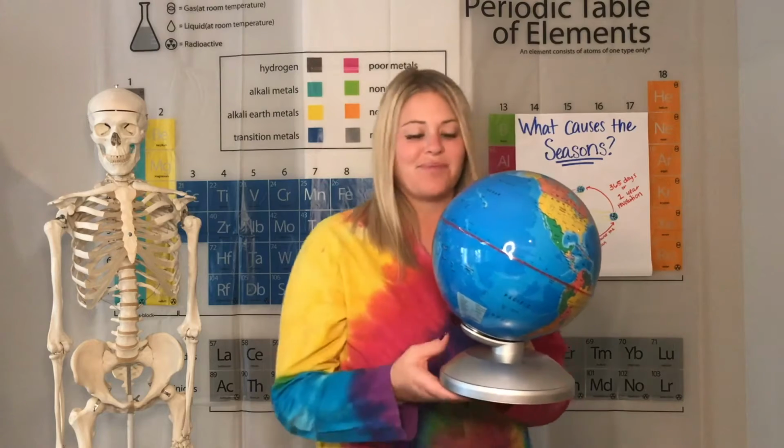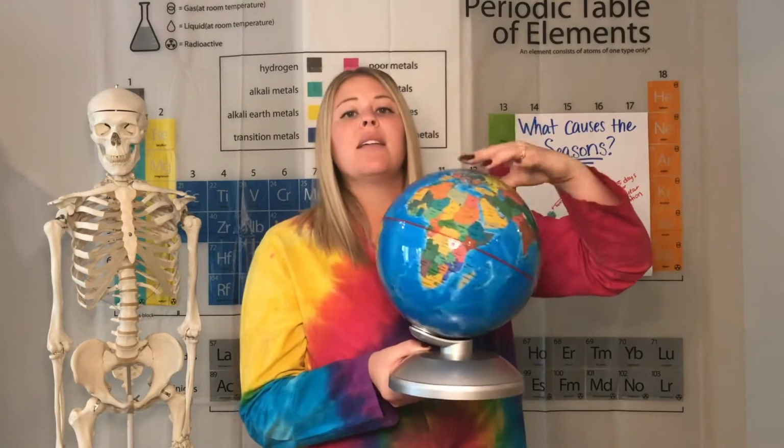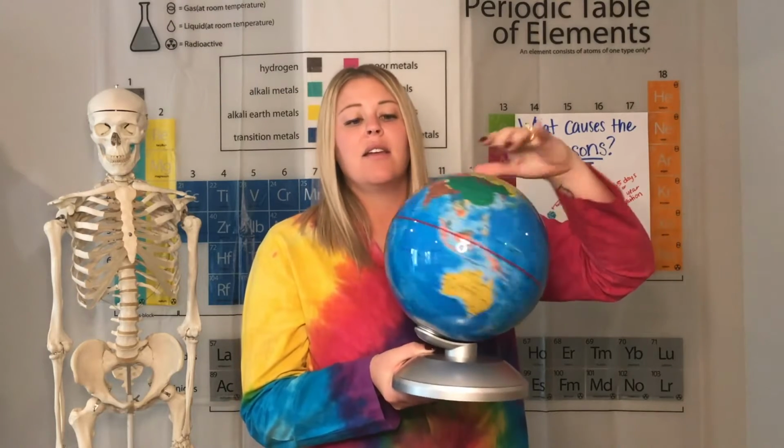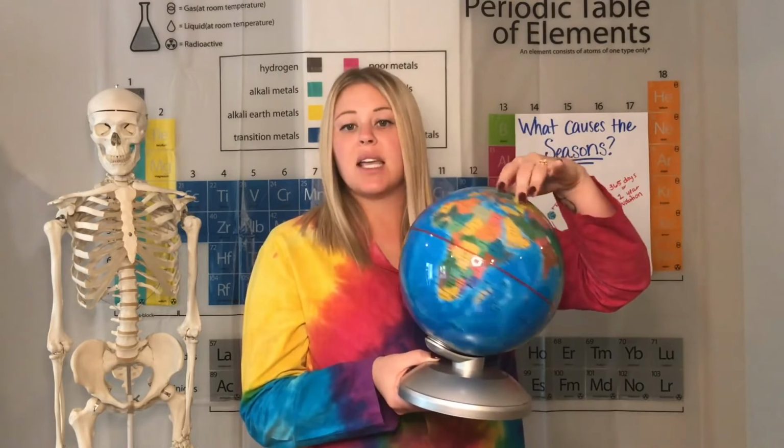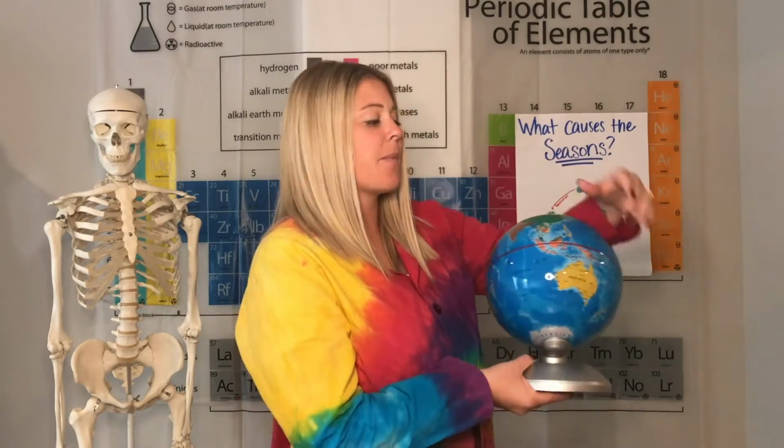Fun fact. Last week we talked about day and night, and we said that day and night is caused by the Earth spinning on its axis, right? So we talked about how spinning is what gives us day and night. When we're facing the sun, we're seeing the day. When we're not facing the sun, we're seeing the night.